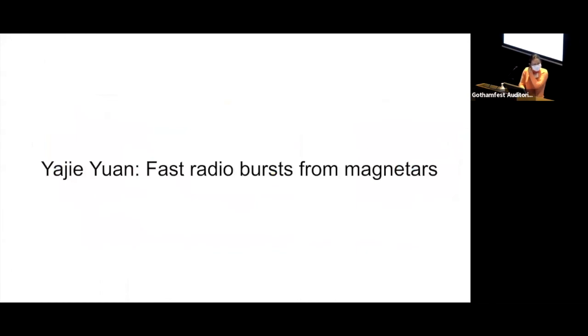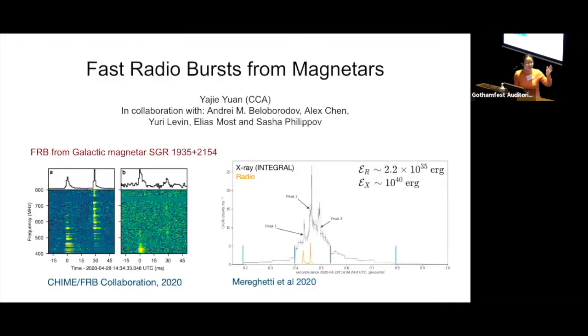Okay, the next talk is me. So, I'm giving the final talk for this session. Okay, hello everyone. So my name is Yajie Yuan. I'm a postdoc at CCA. I work on various things about high energy processes around black holes and neutron stars. Today I'm going to talk in particular about our model for a particular scenario for fast radio bursts from magnetars.